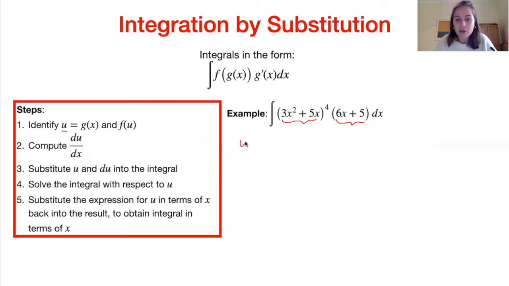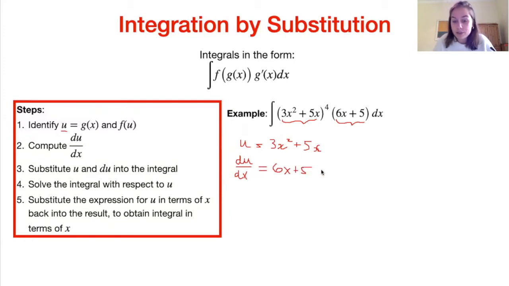So u, in our case, is 3x squared plus 5x, so that our function f of u is this entire thing, (3x squared plus 5x) all to the power of 4. Then our second step is to compute the derivative of u with respect to x. So let's have a go at that. du by dx, using our differentiation rules, is 6x plus 5.